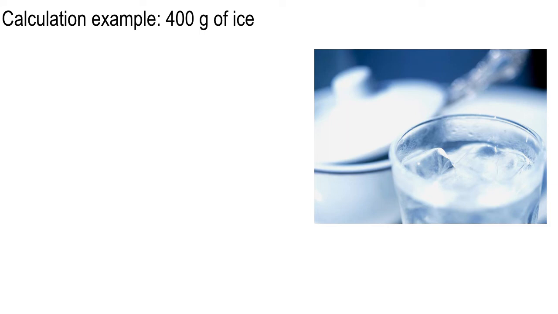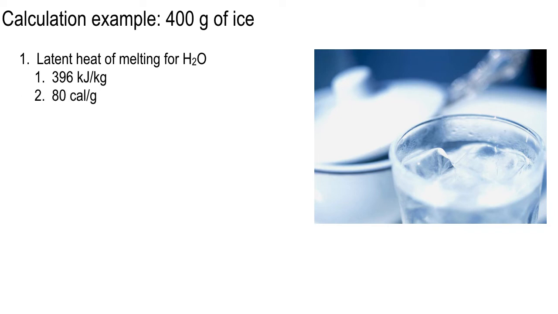All right, so here's our calculation example. 400 grams of ice. Let's just write down the stuff that we know. For melting H2O, you need 396 kilojoules per kilogram or 80 calories per gram. And hey, you guys, we're going to use 80 calories per gram. Now, we could do it in kilojoules and kilograms if we wanted, but we'll do calories and grams. That's good. We'll call it good. So that's the one that we're going to use. Latent heat of melting.